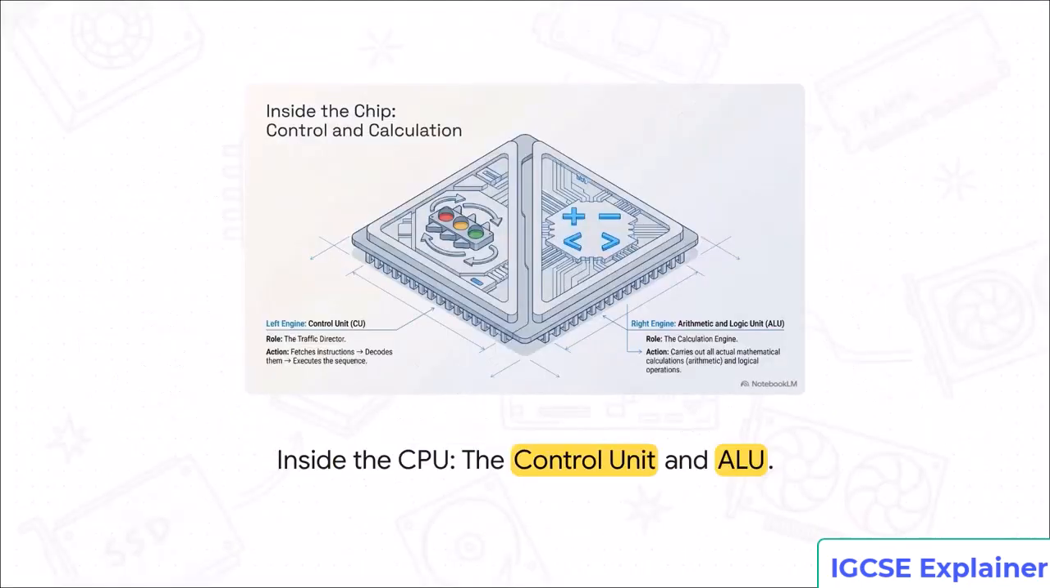Now, what's really interesting about this slide is how the internal structure reveals almost a split personality inside that chip. The CPU is essentially divided into 2 highly specialized engines. On one side, you have the control unit, or CU. Think of this as the ultimate traffic director. On the other side, you have the arithmetic and logic unit, the ALU, which is your calculation engine carrying out all the actual mathematical and logical heavy lifting.